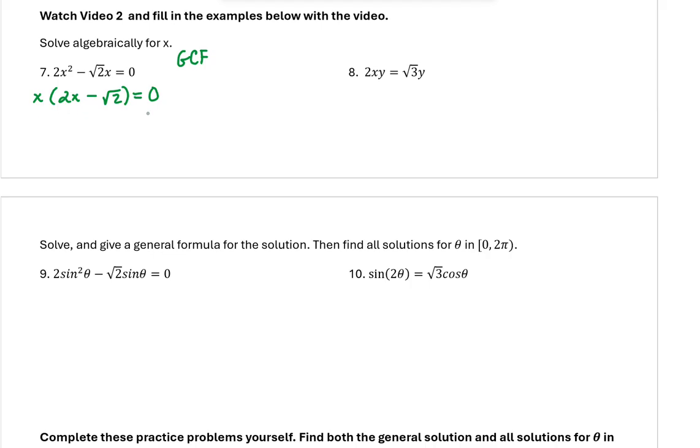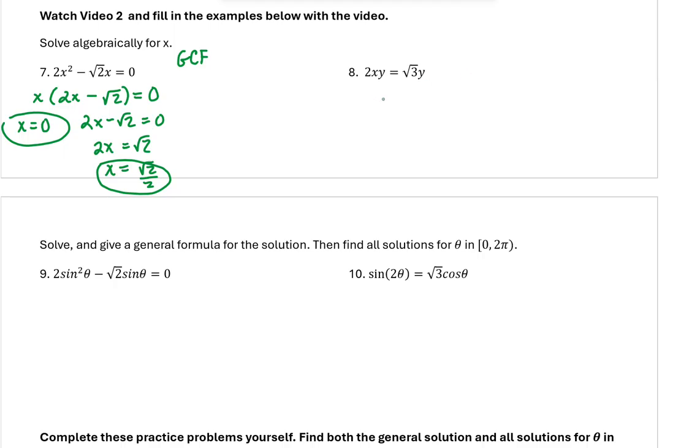Now to solve the problem, we're going to do the same thing. We're going to set x equal to 0, and then set this factor equal to 0. The first one is just x equals 0. The second is 2x minus square root 2 is equal to 0. Add root 2 to both sides, so you get 2x is equal to square root 2. Divide by 2, x is equal to square root 2 over 2. So there are our two solutions for x.